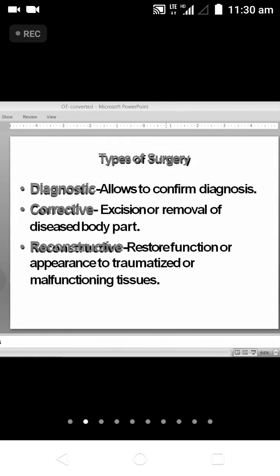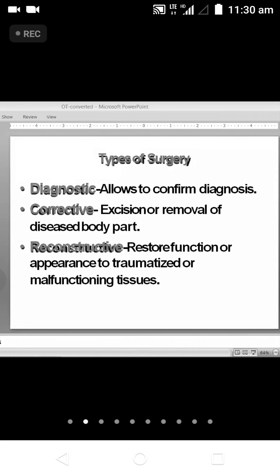Next is corrective surgery. Corrective, in the sense, is excision or removal of a diseased body part. That is called corrective surgery. So you will be excising or removing a diseased body part.